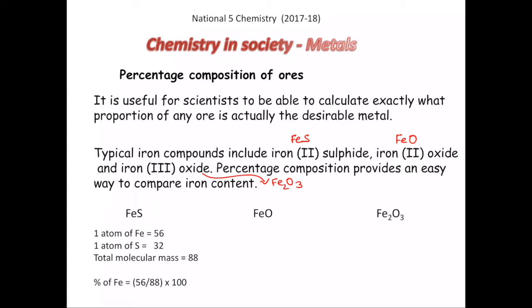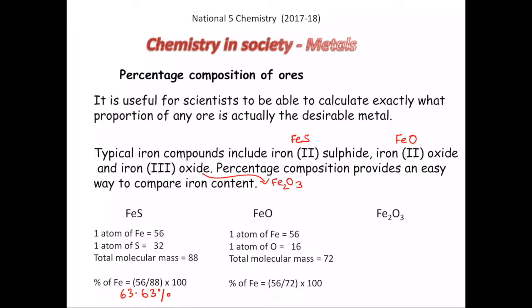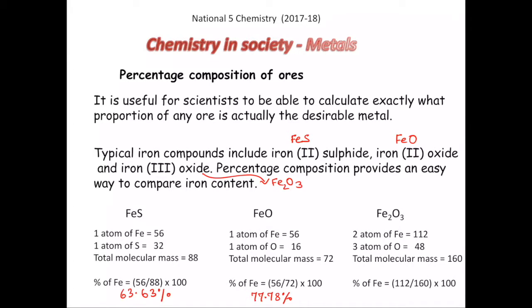So now let's see the percentage of iron in iron sulfide. Iron sulfide has one atom of iron which weighs 56 atomic mass units, one atom of sulfur that weighs 32 atomic mass units. So the total molecular mass would be 88 and the percentage of iron is 63.63%. Now ferrous oxide has one atom of iron and one atom of oxygen. So the total molecular mass would be 72 and the percentage of iron in this would be 77.78%. The last is ferric oxide, which has 2 atoms of iron and 3 atoms of oxygen. Total molar mass is 160, so the percentage of iron is 70%.